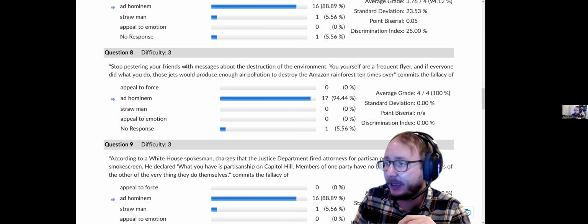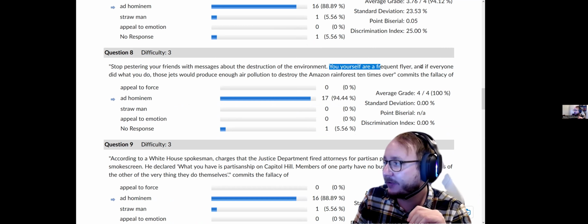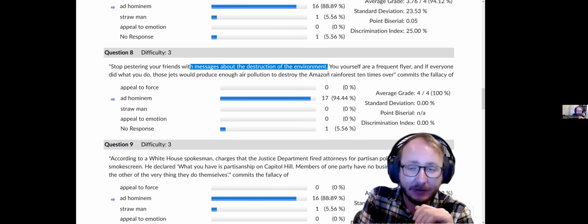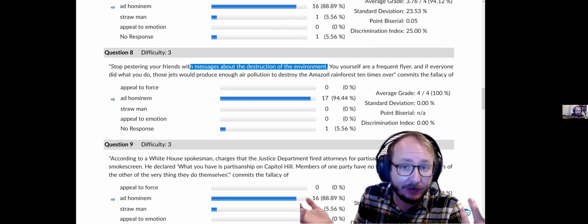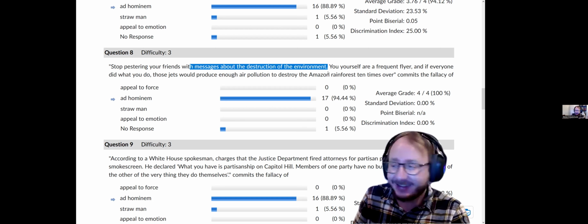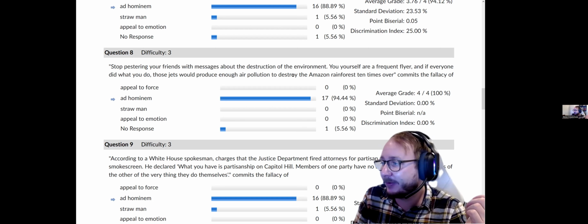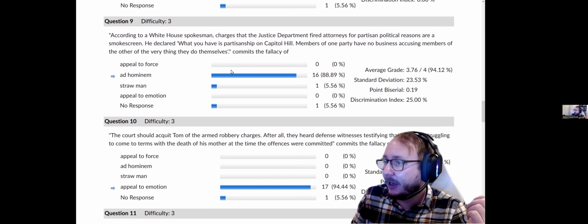The same thing's going on here in question 8. This is also an ad hominem. This person flies a lot, so they're a hypocrite about their messages about the destruction of the environment. But they could be a hypocrite, but still be right that we shouldn't be destroying the environment, right? That doesn't seem impossible.